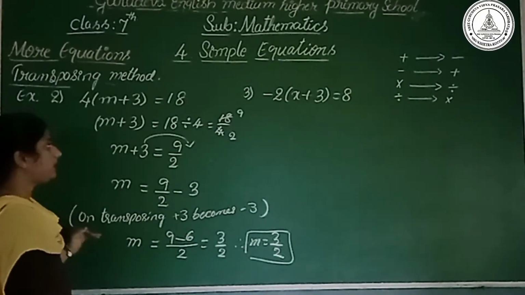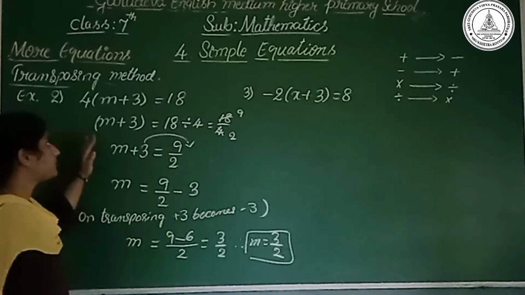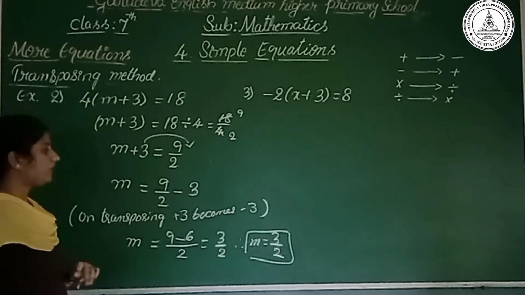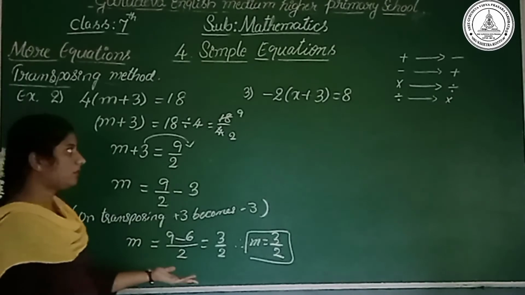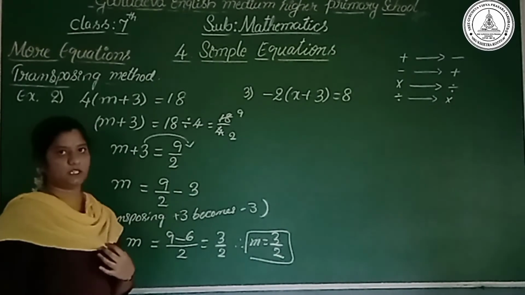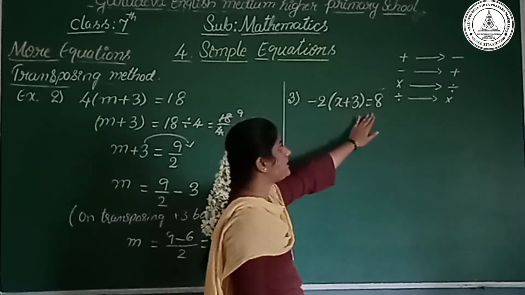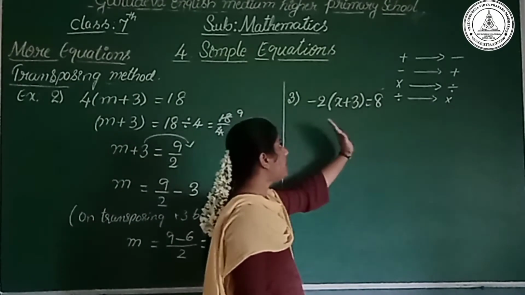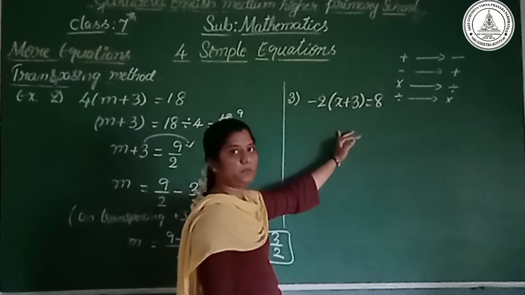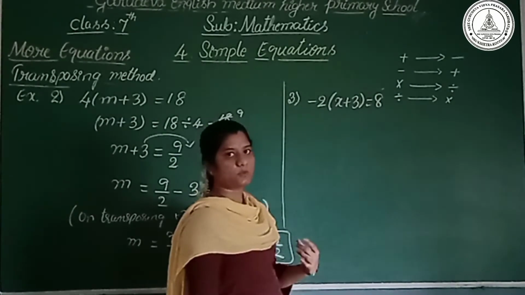Okay, it is the easiest method to solve the equation. At the same time, let's solve equation number 3. The third equation is minus 2 into x plus 3 equals 8. You may use the separating the variable method, or you may also use the transposing method.